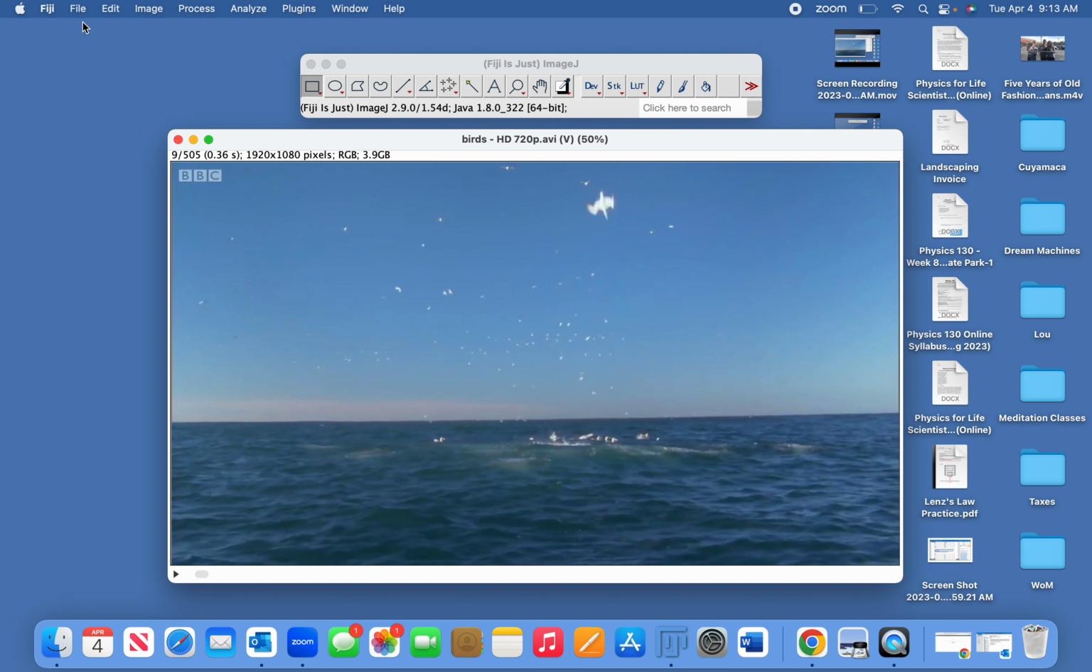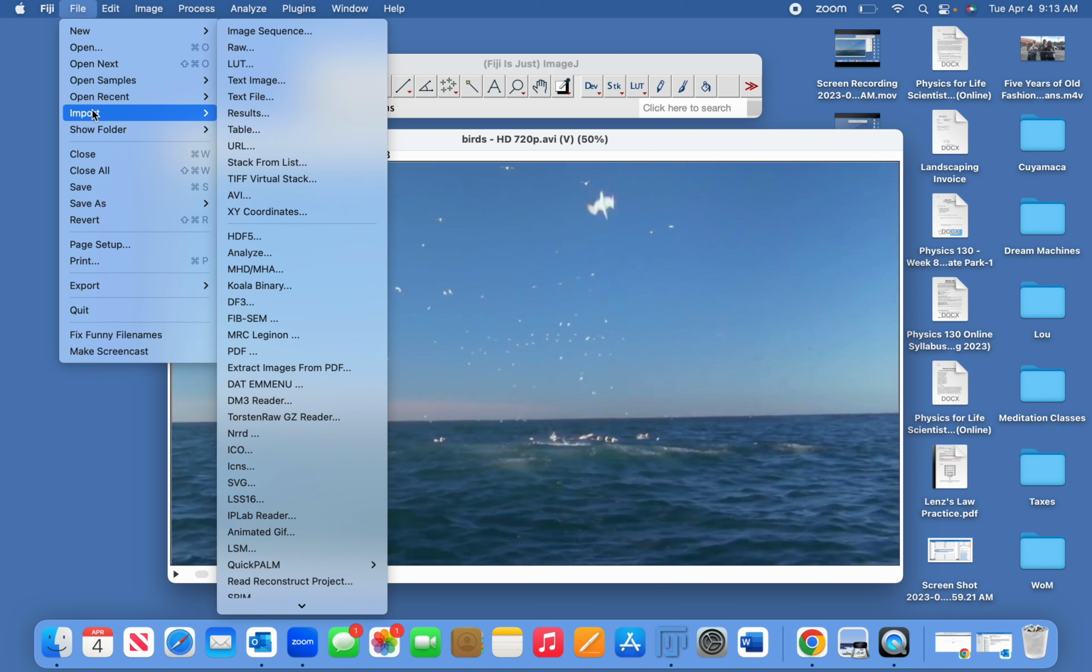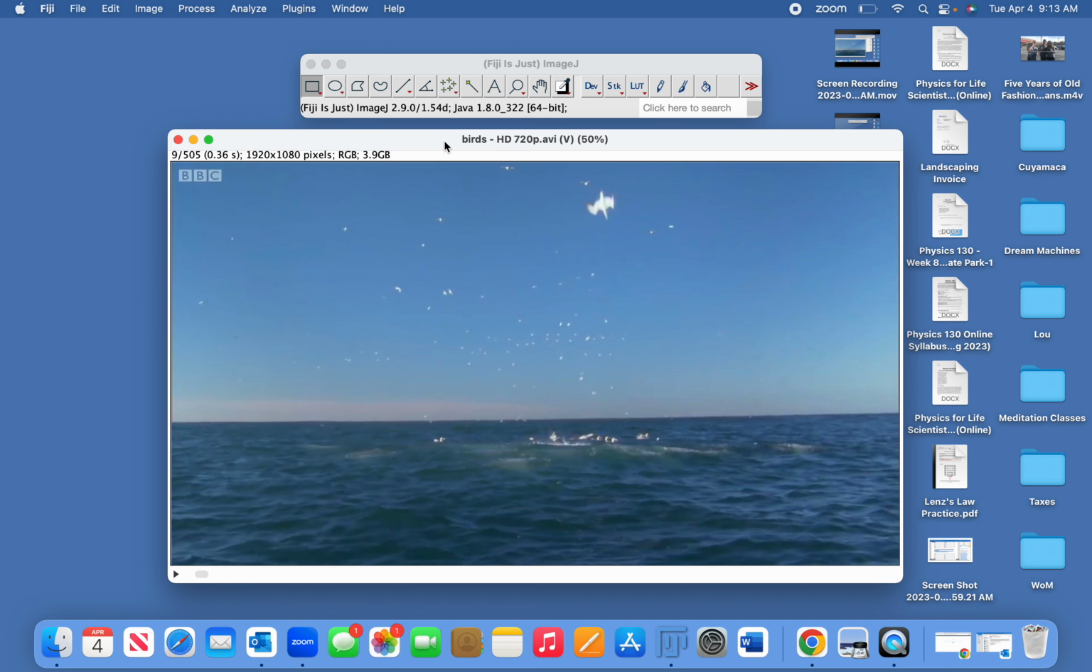First things first is you have to upload or import the bird's video, which is in the lab assignment in the week 9 module. Okay, so just go there and download birds onto your computer, and then you can go over here to import, click AVI because it's an AVI file, and then just select the birds that you've downloaded on your computer.